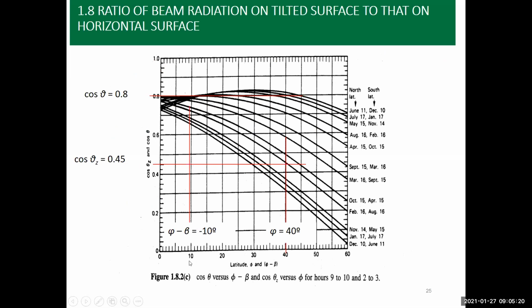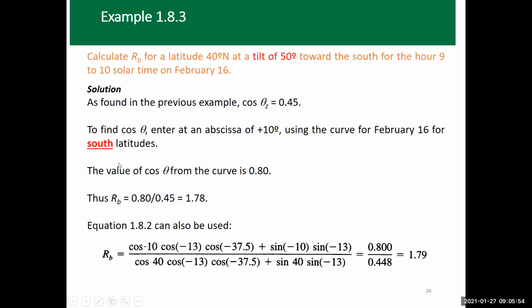The other one is minus 10. So what I'm going to do is get to that plus 10, and it will go up here and intersect with the value of the day, 16 February for the southern hemisphere. 16 February for the southern hemisphere, it is this line. So it should coincide with this line here at a certain value, and the value is close to 0.8. So accordingly, RB is going to equal the ratio of 0.8 divided by 0.45, and it's being calculated here as 1.78.